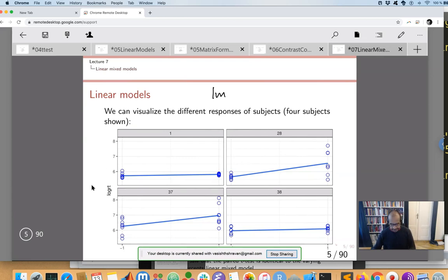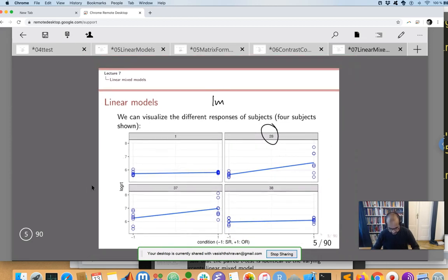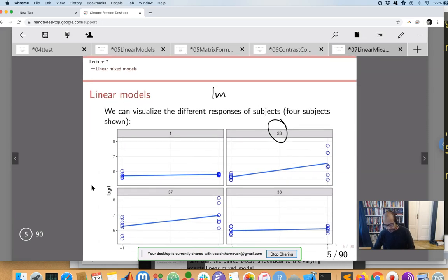Now look at subject 28, this one here. Here the slope is very steep. That means that for that subject, the object relative clause, which is coded as +1 on the x-axis, leads to longer reading times than the subject relative clause. By the way, I want to point out something interesting: in subject 28, the distribution of the 8 data points for subject relatives is very tightly clustered, but in the case of the object relative, it's widely spread out.